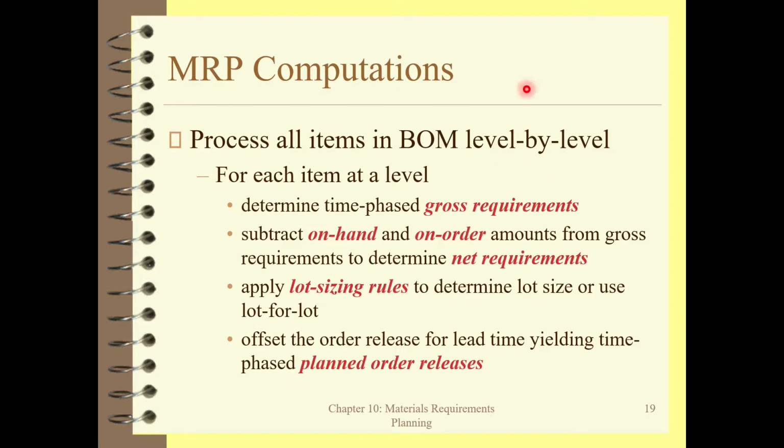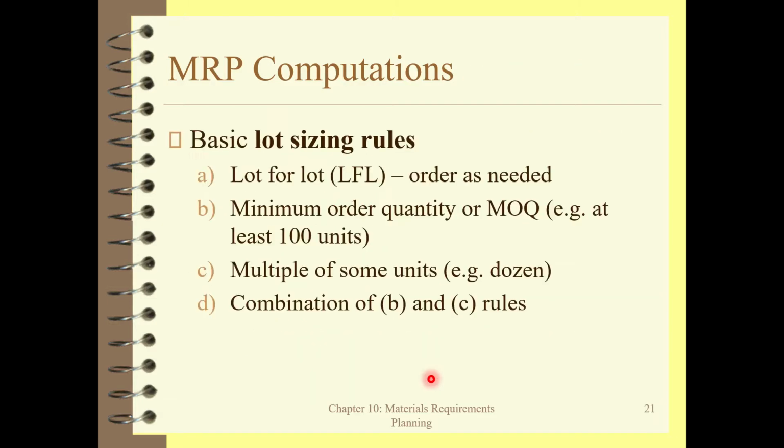So this is the process of the MRP. I'm not going to explain it to you using these words because it's going to confuse you. Okay, you need to compute gross requirement, you need to subtract on hand and on order to get the net requirement, apply lot sizing rules, and then you file the planned order release. In order to do that, you need to use the table. It's much easier to do it. But for lot sizing rules, that may be applied to the MRP computation.